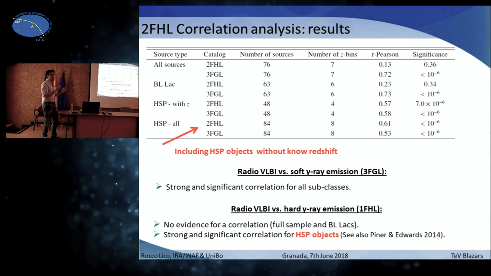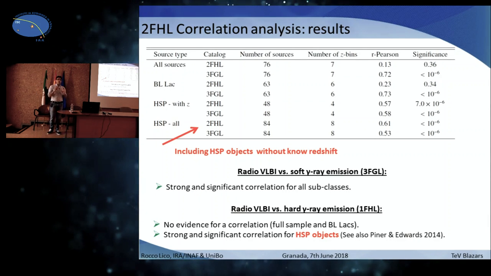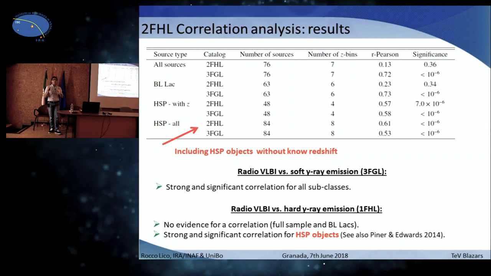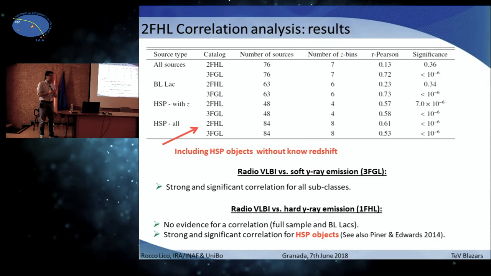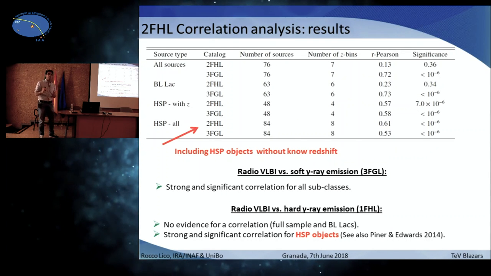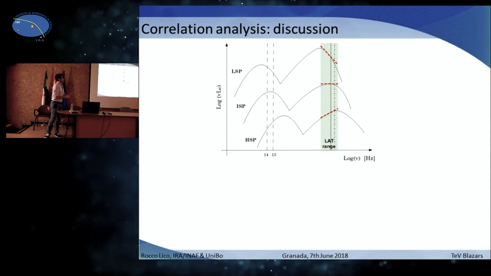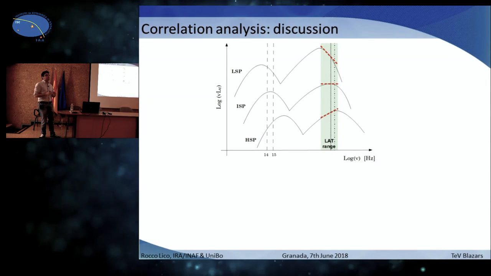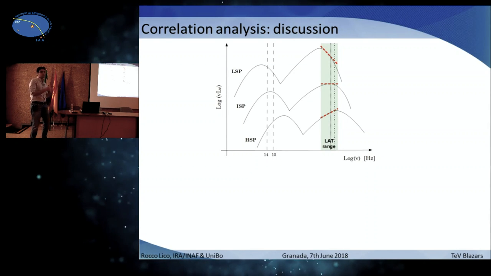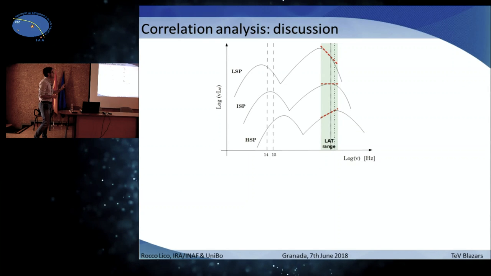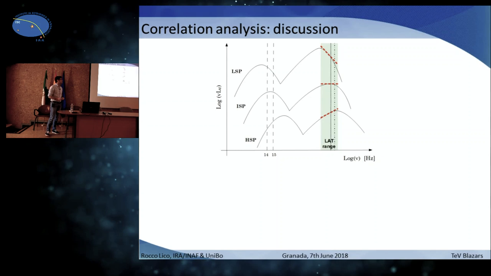Just to summarize, because we showed too many numbers here: the strong and significant correlation between radio and gamma ray emission totally vanishes when higher gamma rays are considered, with the exception of asynchronous peaked blazars. How can we explain this? We try to give an interpretation of such behavior of the correlation when moving to higher gamma ray energies by looking at the properties of the spectral energy distribution of blazars.